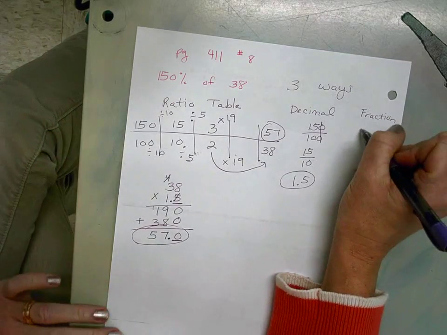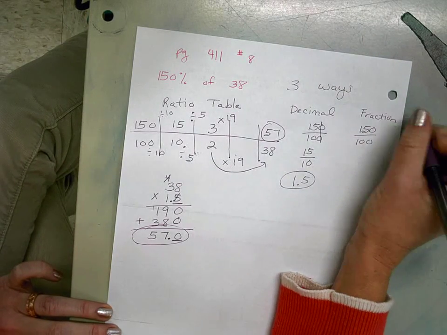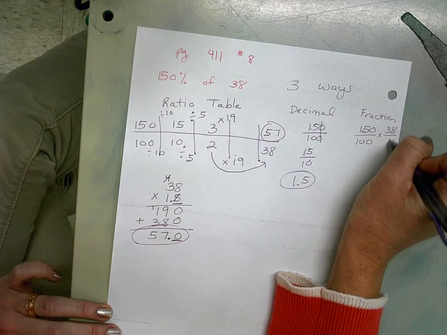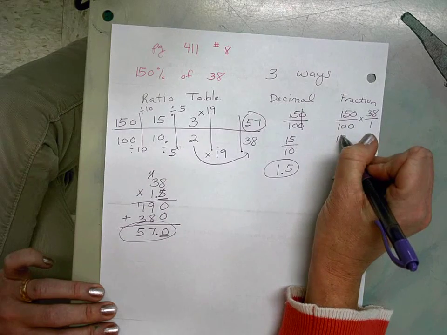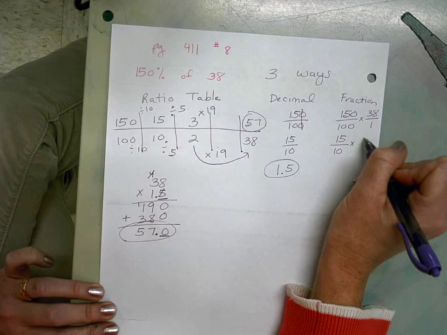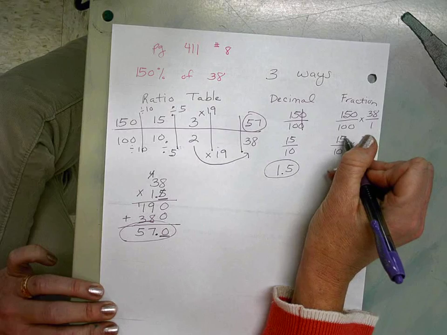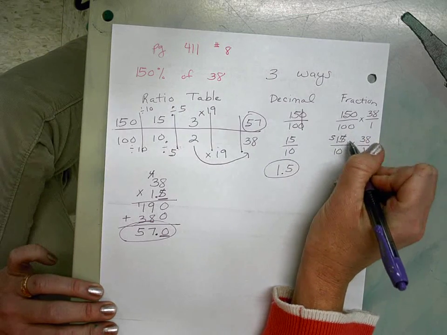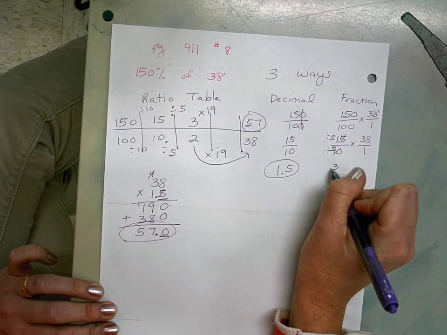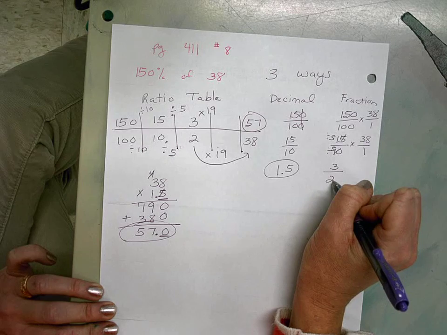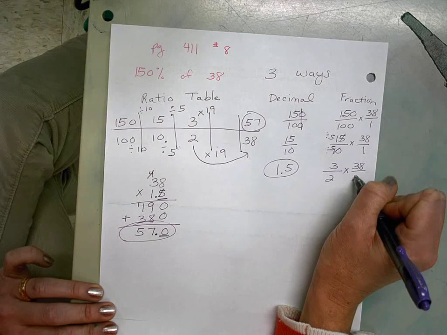Using the fraction method, again, 150%, 150 over 100. And now I'm going to multiply that by 38, or 38 over 1. Looking to simplify this fraction again, I could divide by 10 and get 15 over 10 times 38 over 1. I could simplify both of these by 5 if I wanted. 15 divided by 5 is 3, and 10 divided by 5 is 2. So now I just have 3 halves times 38 over 1.